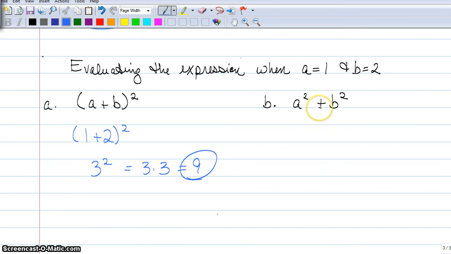Now this one's a little different. I have A squared plus B squared. So I have 1 squared plus 2 squared. So that's going to give me 1 times 1 gives just 1. Plus 2 times 2, because it's 2 squared, I have 2 of those. So that's going to be plus 4. So that is equal to 5.